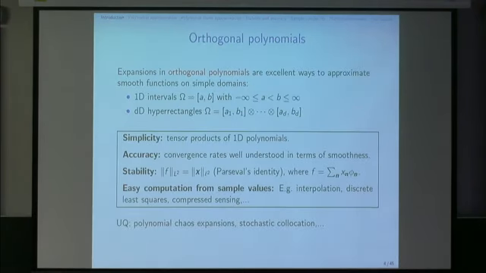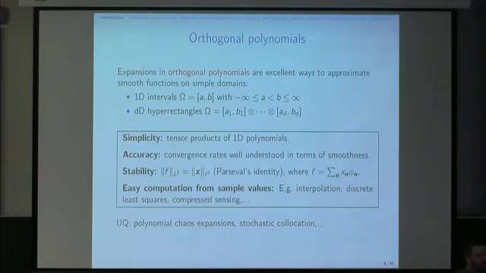This talk is about polynomials, and orthogonal polynomials in particular. So why do we like orthogonal polynomials? Well, they are great ways of approximating smooth functions on simple domains. And by simple, I mean intervals in 1D or hyperrectangles in multi-D. As far as I'm concerned, there are 4 reasons why we like polynomials so much, or 4 reasons that are going to be relevant for this talk. There may be other reasons, but I won't discuss them.